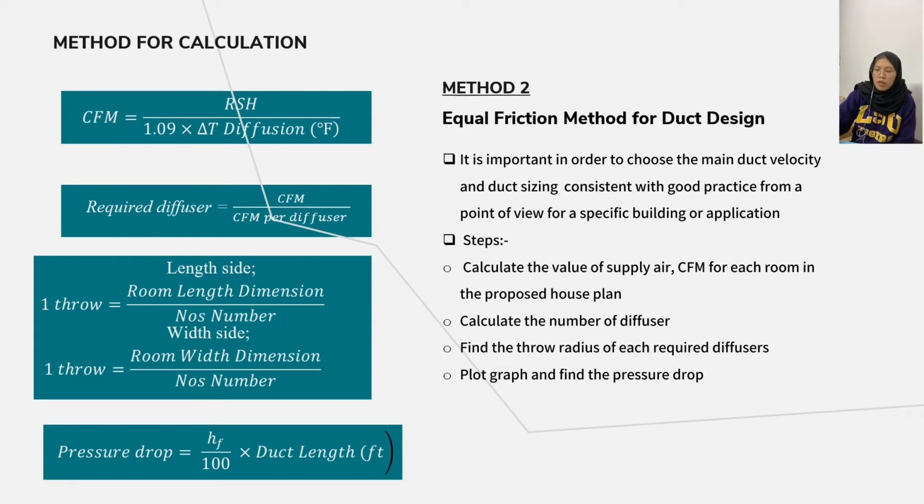for this method are: first, calculate the value of supply air, CFM, for each room in the proposed house plan. Second, calculate the number of diffusers. Third, find the true radius of each required diffuser. And fourth, plot the graph and find the pressure drop. At the left side of the slide, it is the formula used for this method.